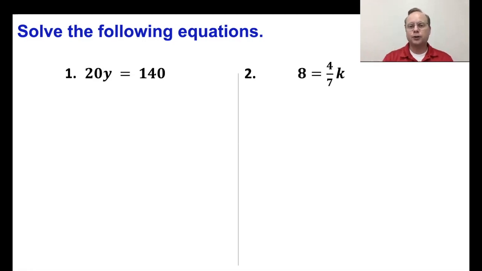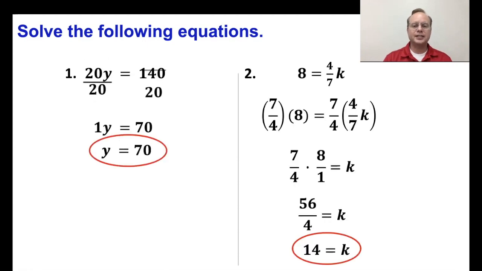What's the reciprocal of 4/7? That would be 7/4. So if you multiply both sides by 7/4, this would cancel, right? 7 times 4 is 28. 4 times 7 is 28. 28 over 28 is 1. So that's how we got that one. Okay, so a little bit tricky there, but it's not the end of the world, okay?